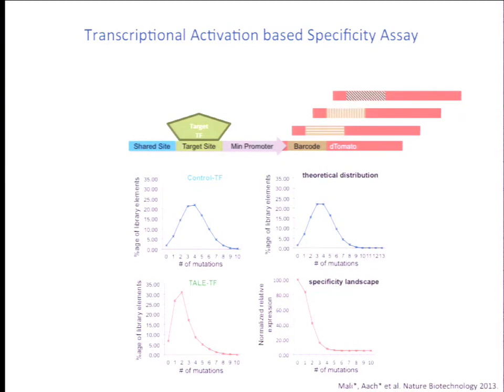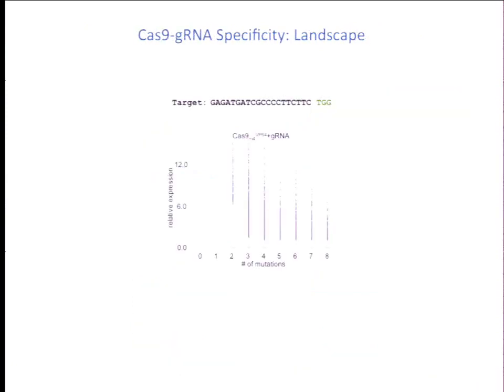But what is really the scenario in the case of the Cas9 guide RNA system? For instance, here is an example of a Cas9 guide RNA system that has been evaluated in the context of this library. And indeed, what one finds is if there are 0 mutations in your target site, then you have high activity. But the moment you have a single mutation, your activity drops down very remarkably. And with multiple mutations, your activity diminishes very significantly.